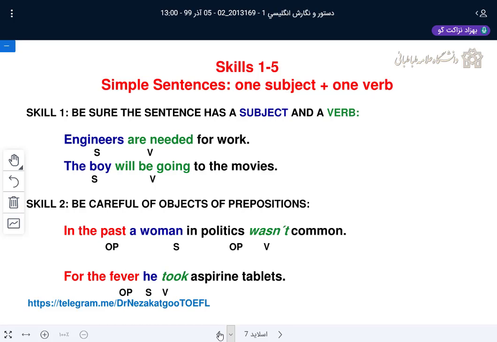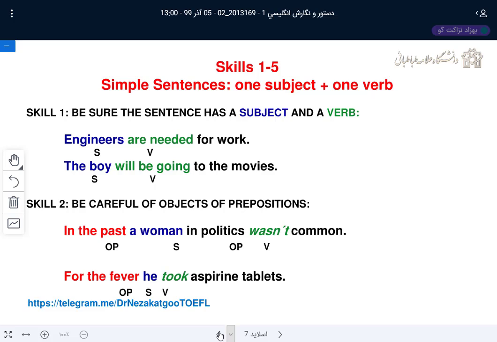Okay, so remember the object of the preposition can be mistaken for a subject. So the object of the preposition comes between the subject and the verb and can be mistaken for a subject. So always the verb agrees with the subject. So we should be able to do the following sentences with one subject and one verb.